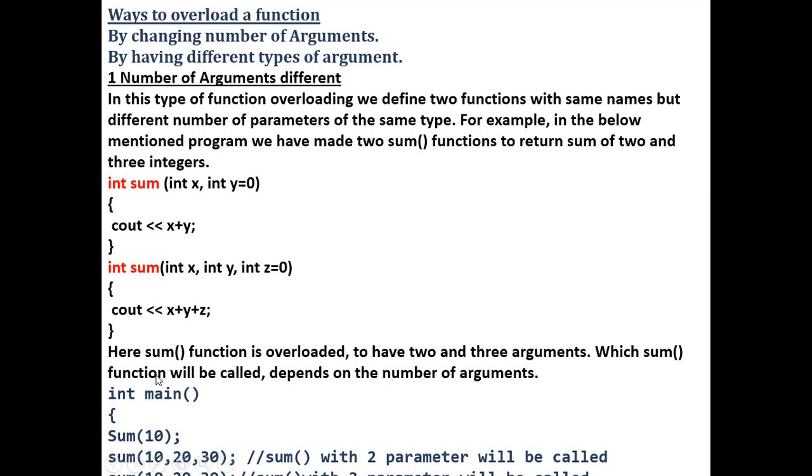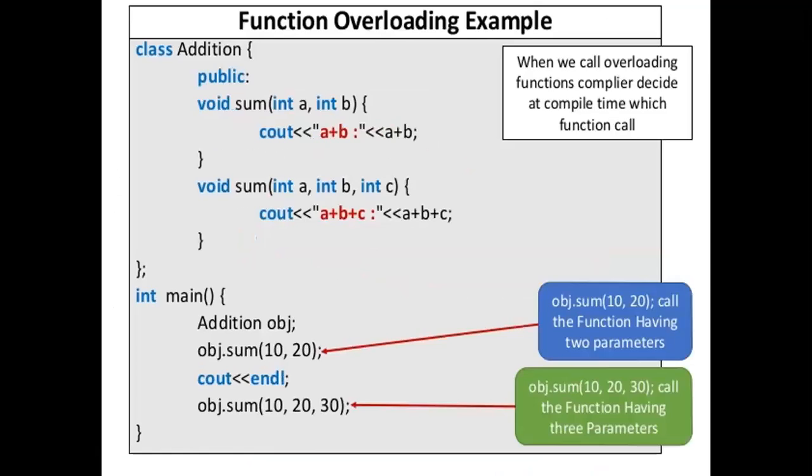So what will be the answer? The 10 will go to x and 0 to y, and they will sum: 10 plus 0 means 10. The answer will be 10. So we can use default values. The function will work by doing partial matching. Otherwise, the error will occur and your program will hang.